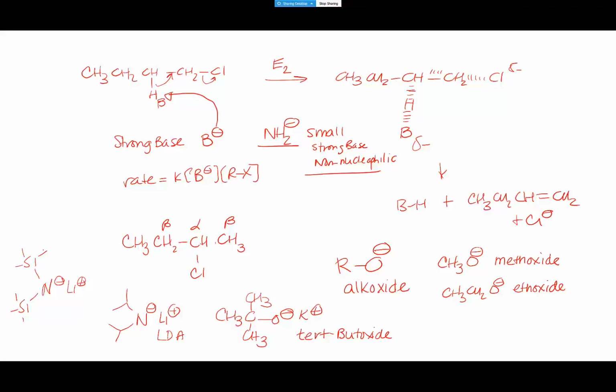So what I'm doing right now is setting up that if I want to do this E2 reaction, I'm either going to use a small base that doesn't act as a nucleophile, or I'm going to use a sterically hindered base that can't act as a nucleophile because it's sterically hindered. And then the question becomes, how do they react differently in these E2 reactions?